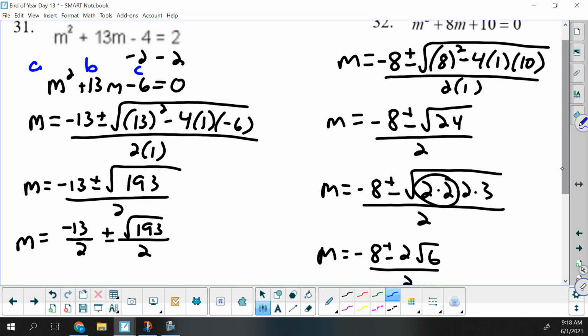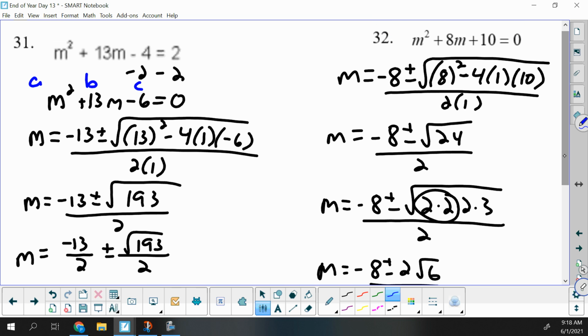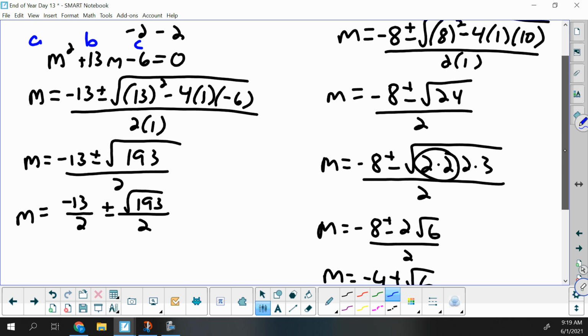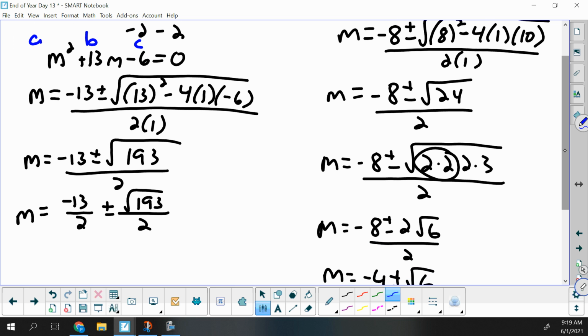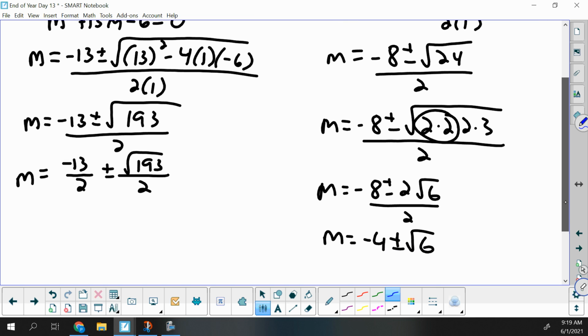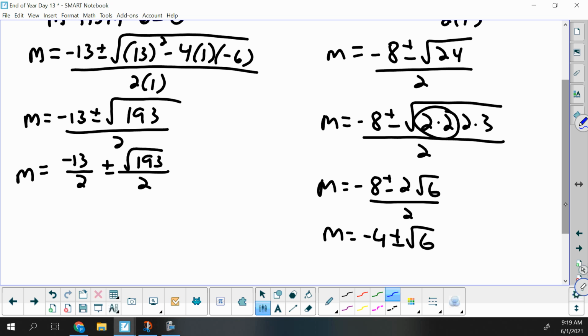And in 32, we already had everything equal to 0, so our A was 1, B was 8, C was 10. Fill them into the quadratic formula. You get 24 under the radical. Menu number factor of 24 gives us 2, 2, 2, and 3, so we got a pair of 2's. One of those 2's comes out front. Divide each part individually by 2, and we get negative 4 plus and minus square root of 6.